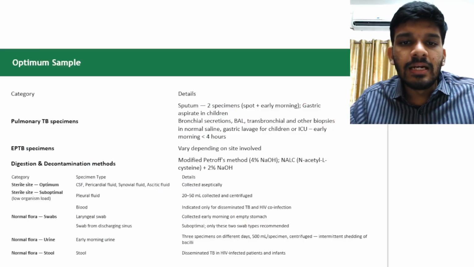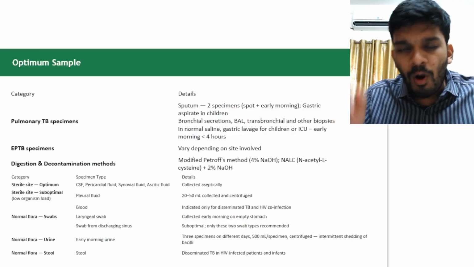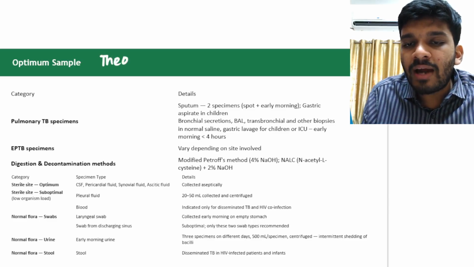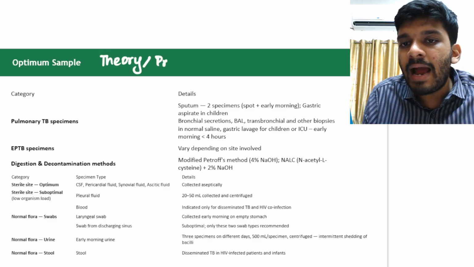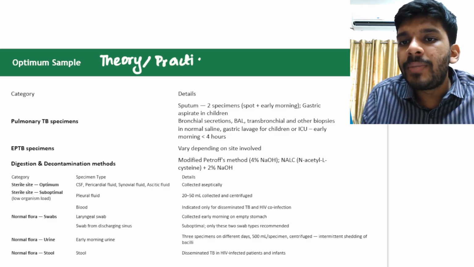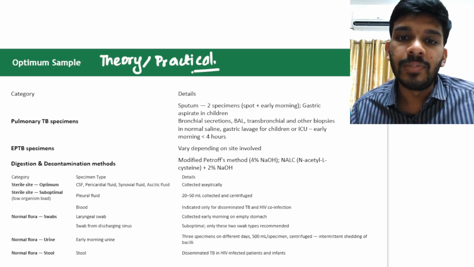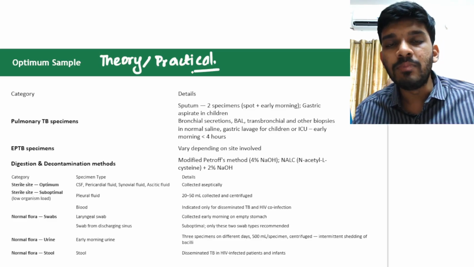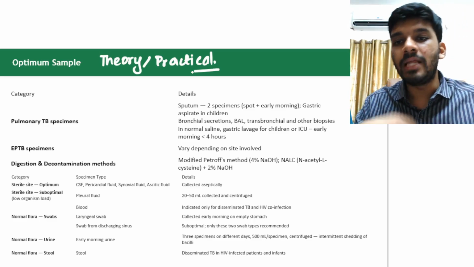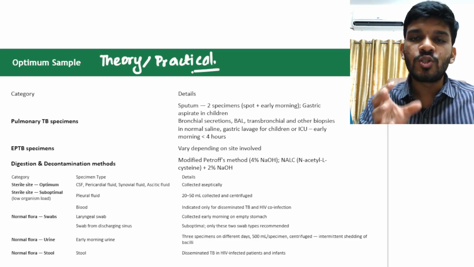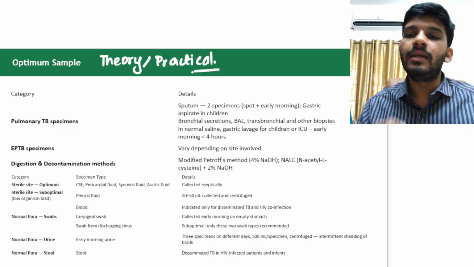We'll discuss this a little bit more in detail. One important thing here, more important for your theory examinations, your microbiology practicals and your clinics, is what is the optimum sample. Previous recommendations were that you needed three samples: an early morning sample, a spot sample, and another sample. Now they say you need two samples. One is a spot sample, and the next is an early morning sample.